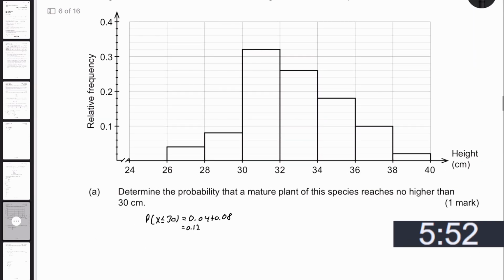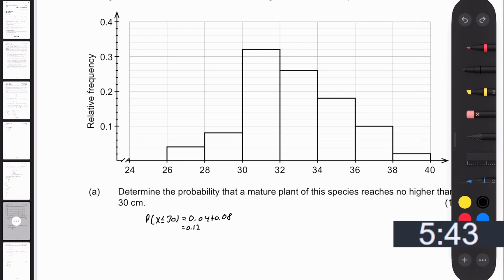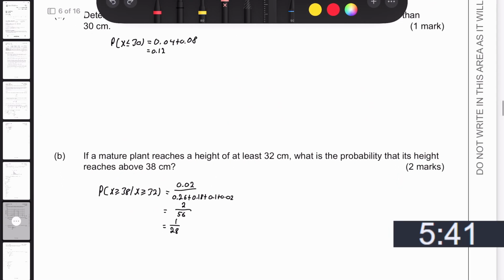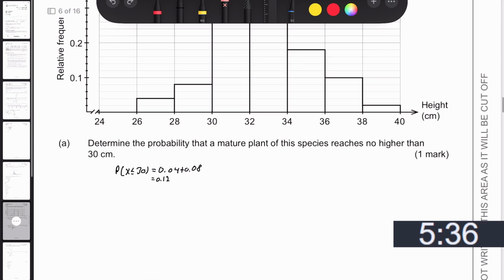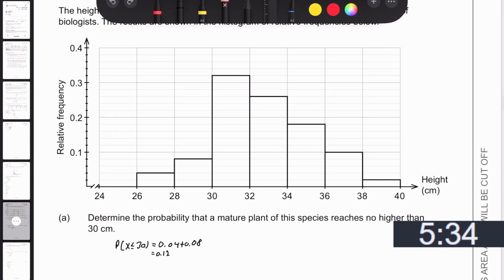Then probably the mature plants be no higher than 30 centimeters. So 0.4, 0.8, 0.04, 0.08. Read this again. Okay. A mature plant reaches a height of at least 32, or probably its height reaches above 38. So it's only 1. So there's 1, 2, 3, 4, 5, 6, 7, 8, 9, 10, 11, 12, 13, 14, 15, 16, 17, 18, 19, 20, 21, 22, 23, 24, 25, 26, 27, 28. So 1 on 28, yep.